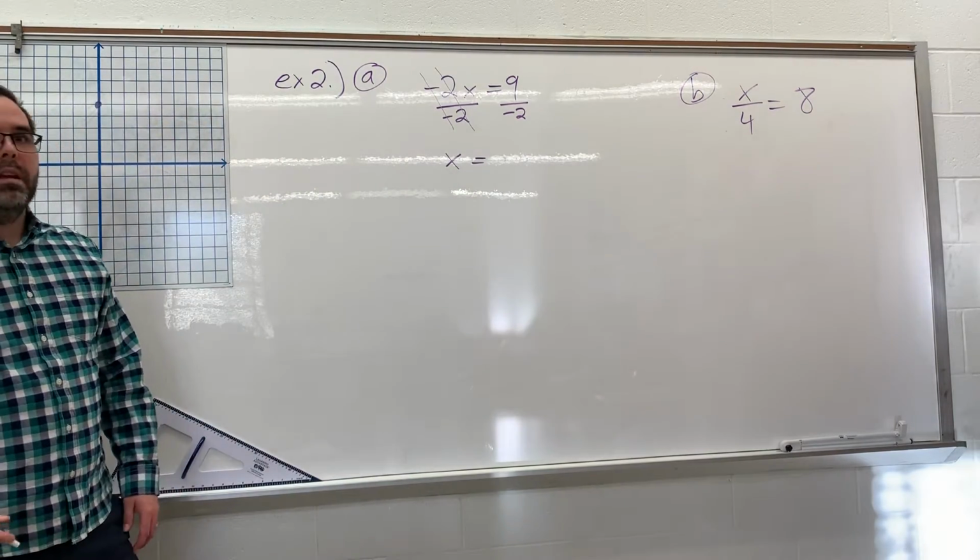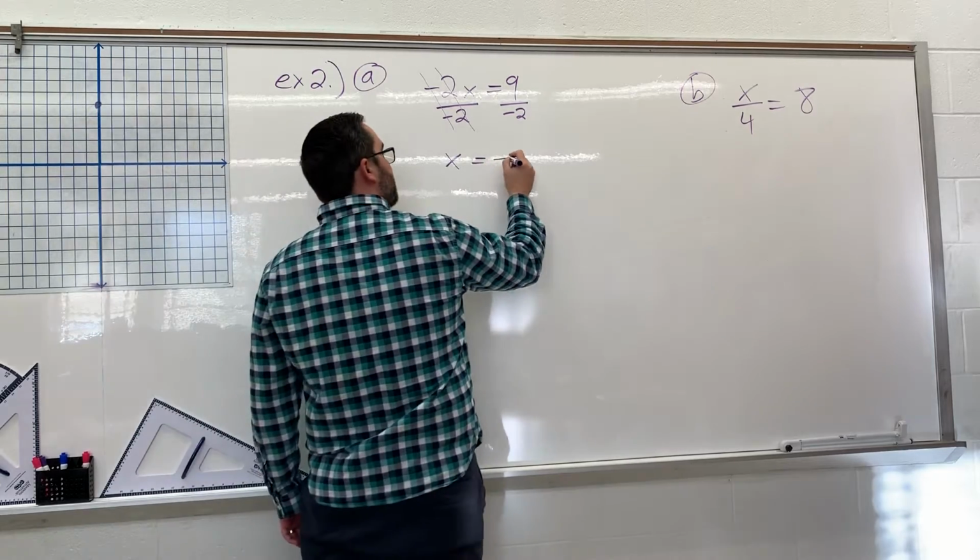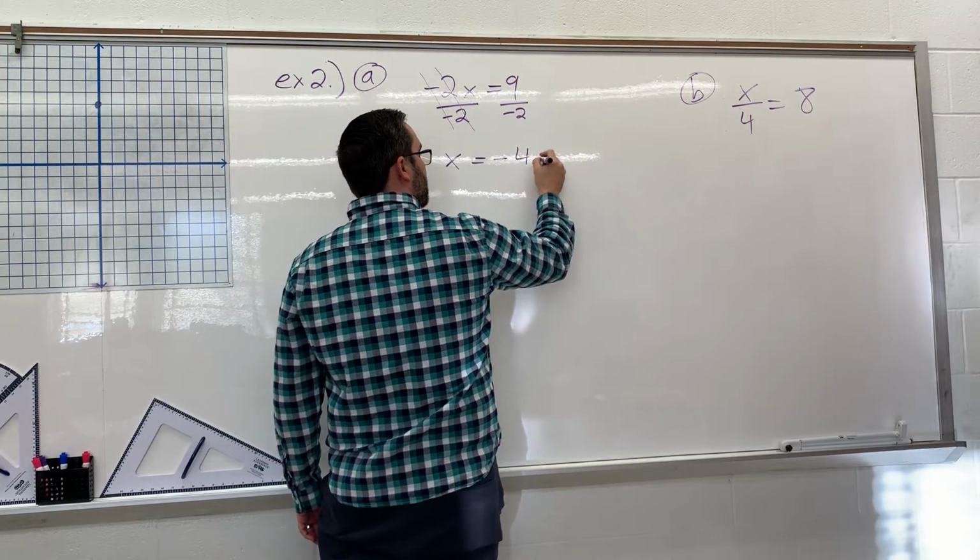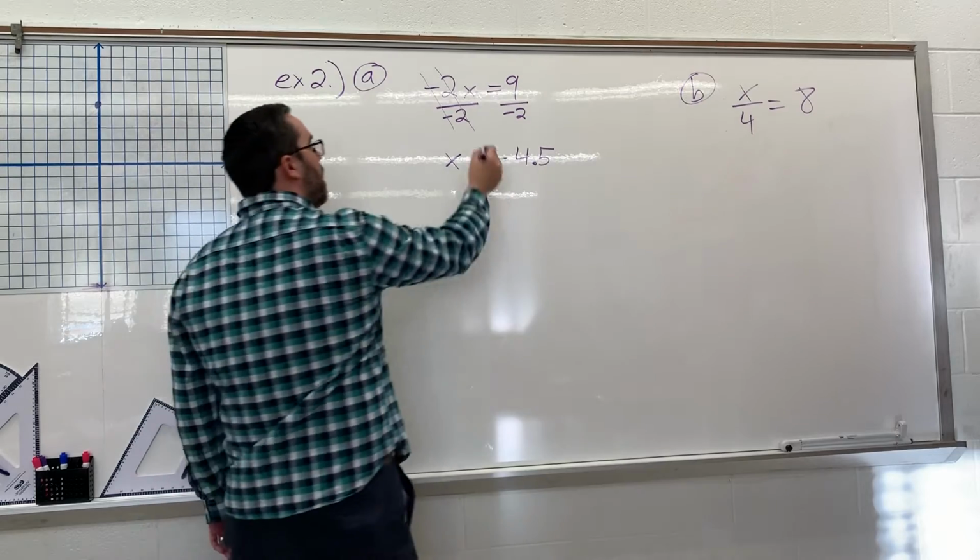What is 9 divided by -2? I get 4.5. Yes, negative 4.5.